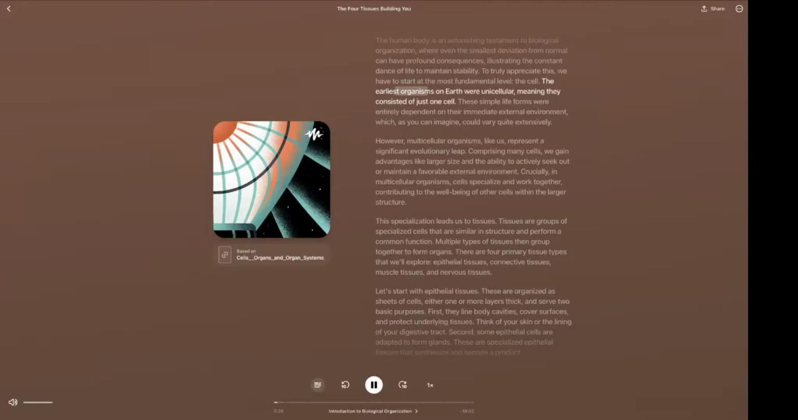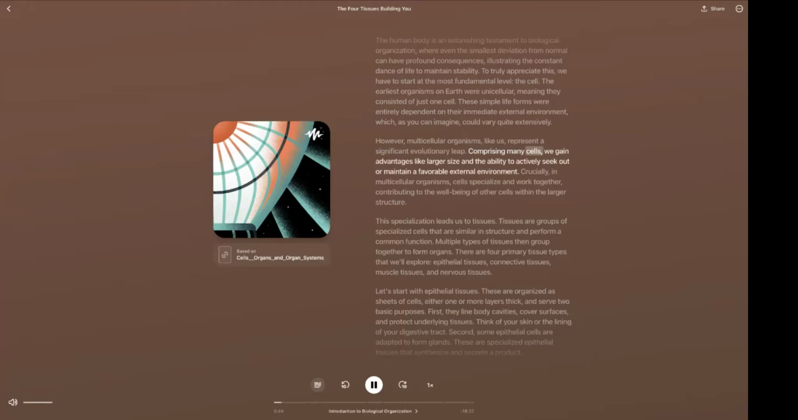The earliest organisms on Earth were unicellular, meaning they consisted of just one cell. These simple life forms were entirely dependent on their immediate external environment, which, as you can imagine, could vary quite extensively. However, multicellular organisms, like us, represent a significant evolutionary leap.